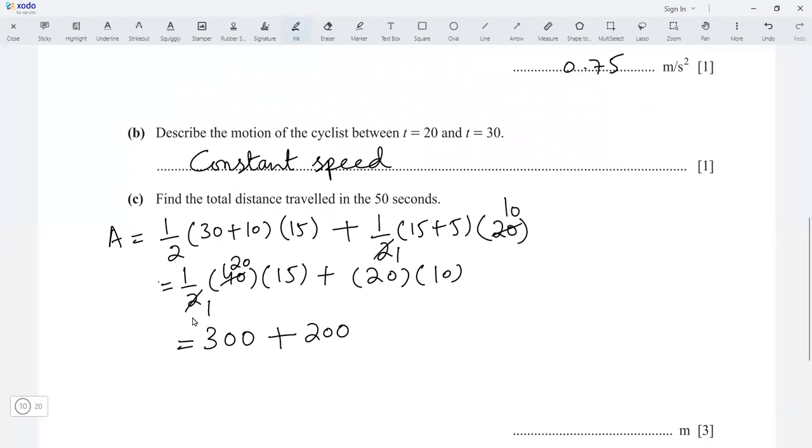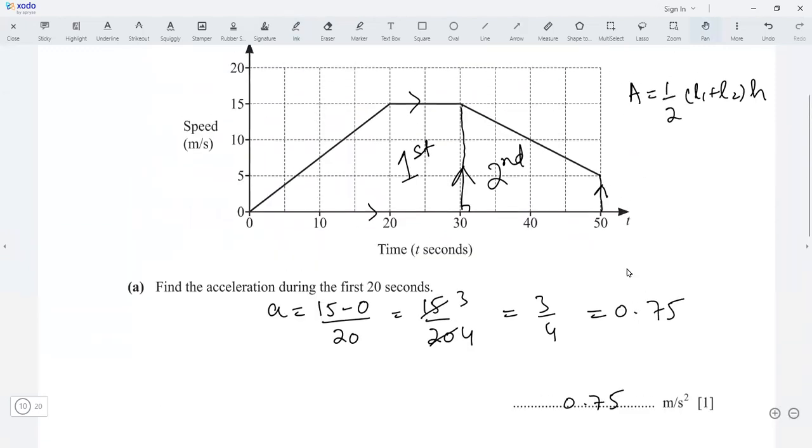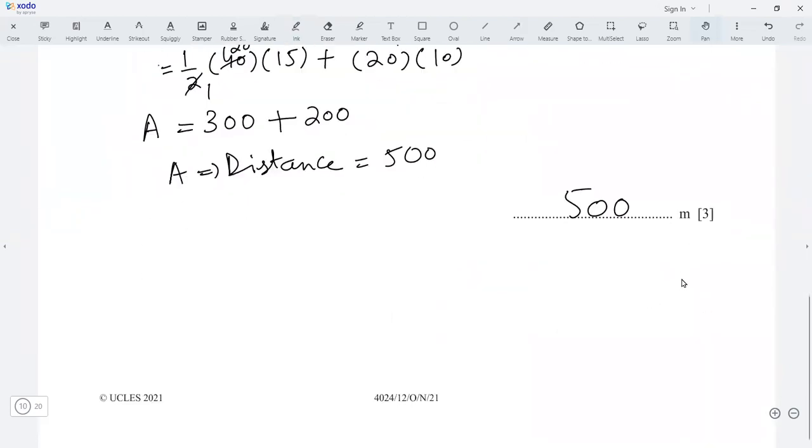If we add both of them, that will be the total area, and the total area is basically the distance. And the distance in this case is 500 meters. So I hope you understand the concept. Once the line is not joined with the x-axis, you have to join it manually, by yourself. Then you can understand what type of shapes are being made. Moving towards the next part.